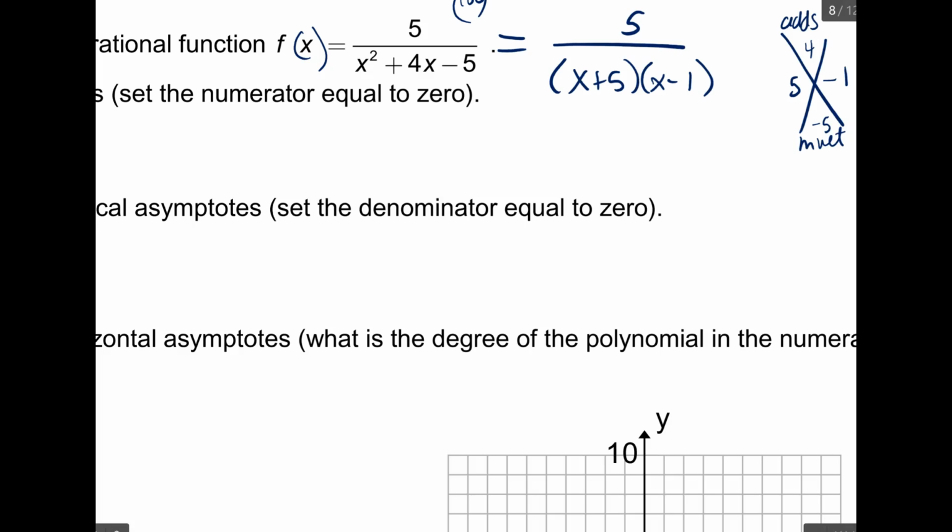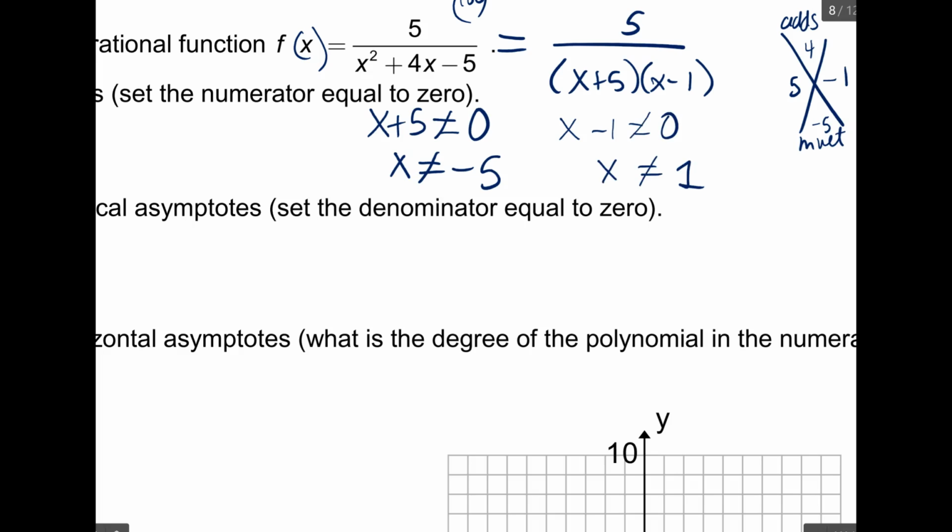Awesome. So I see that x plus 5 cannot equal 0, because if it does, that term on the bottom goes to 0, and we don't want the bottom of our fraction to go to 0 because it will be undefined. Remember, don't want the bottom of a fraction to go to 0. So x plus 5 cannot equal 0, so x cannot be negative 5. Similarly, x minus 1 cannot equal 0, so x cannot equal 1.